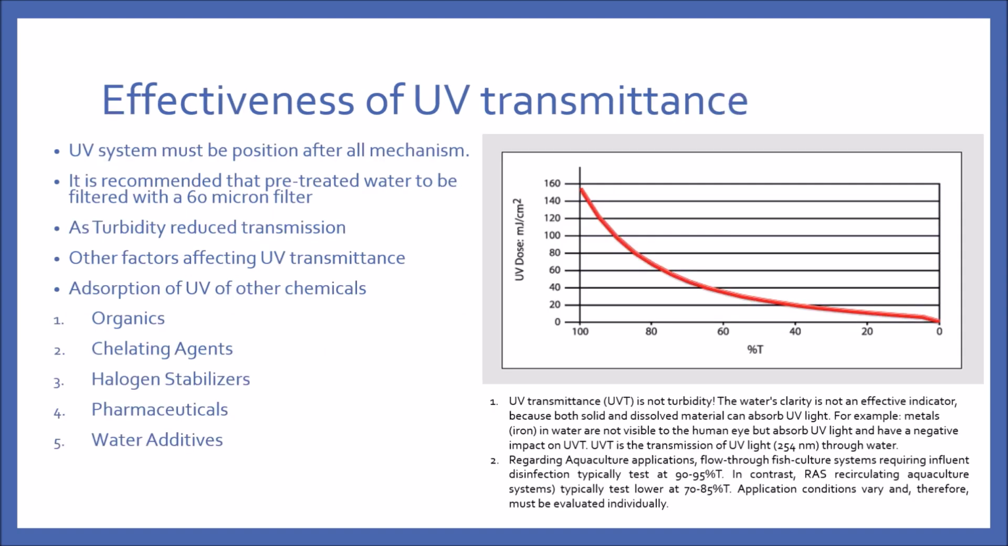To illustrate my point, this is a chart between UV transmission and UV dose. As you can see, when the transmission percentage drops, the UV dose actually reaching the pathogen decreases. So what is UV transmittance? Transmittance is a mechanism which affects the transfer of light from the UV light onto the water.